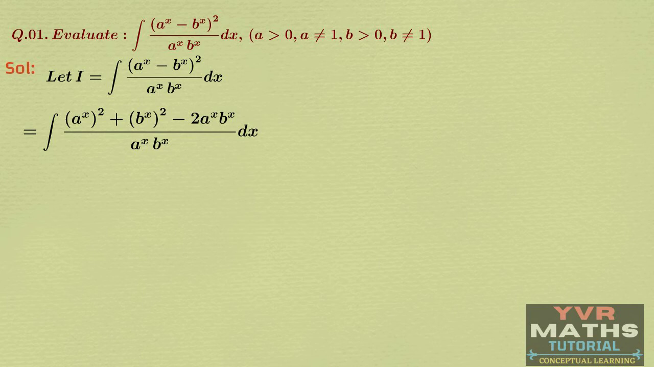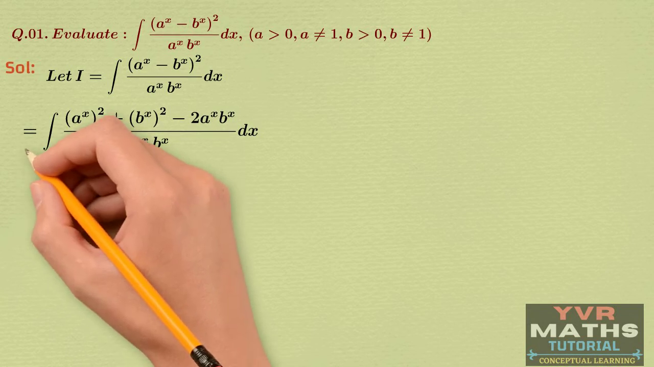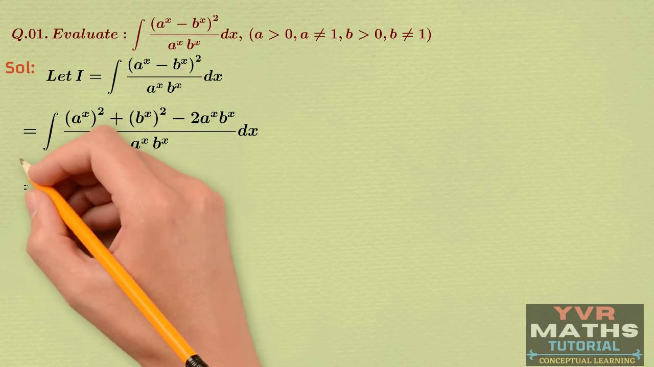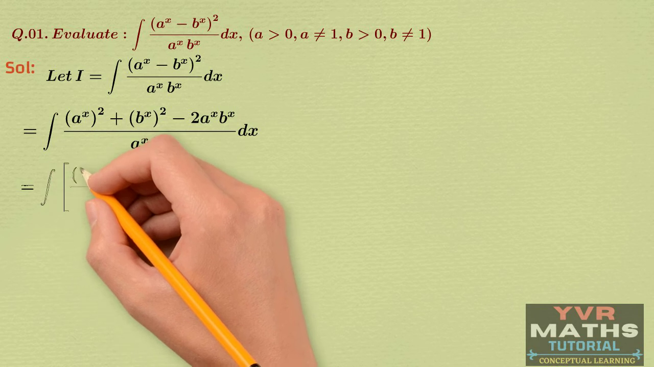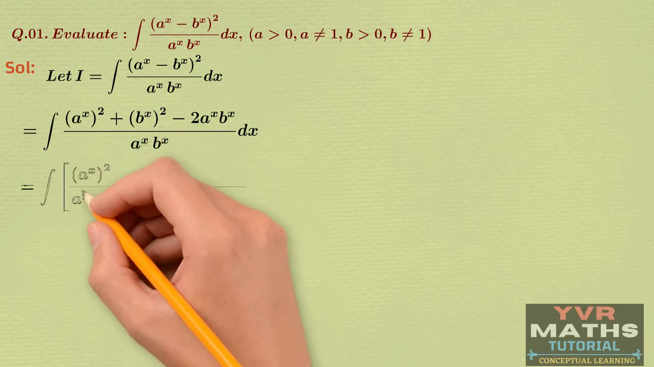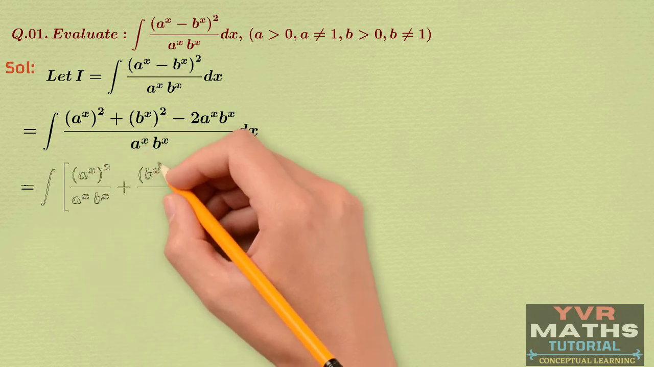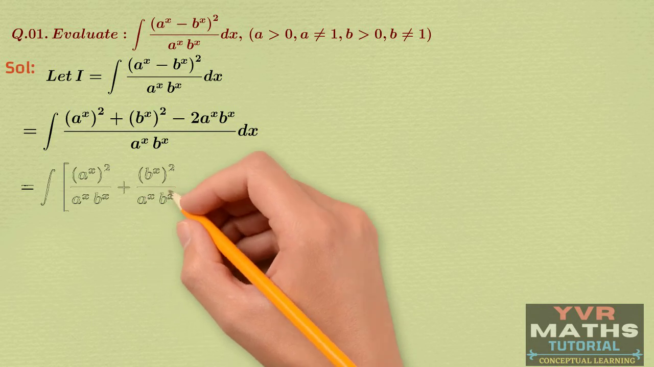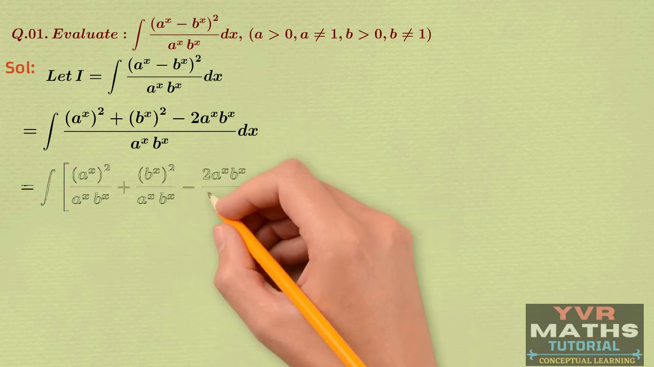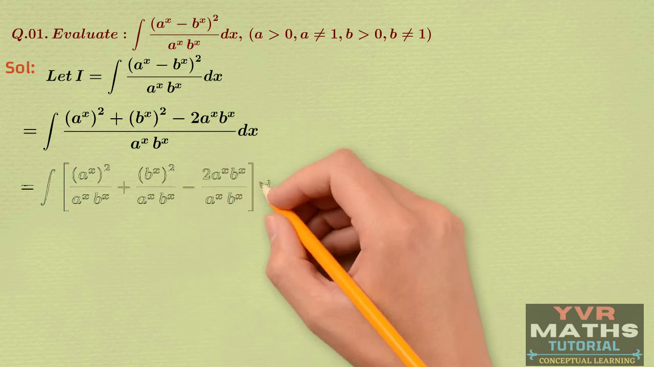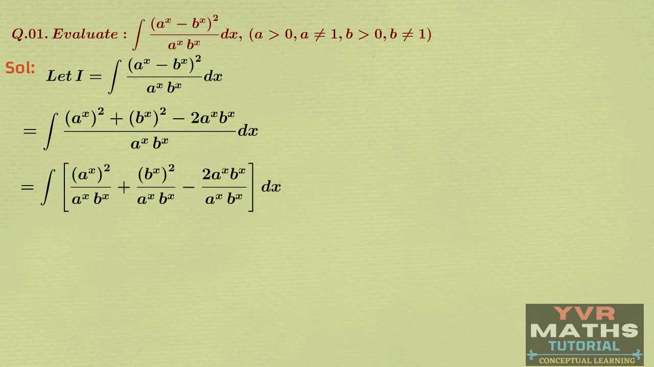Now, dividing each term of the numerator with the denominator, then what we will get? See here, integral a power x whole square by a power x into b power x plus b power x whole square by a power x into b power x minus 2 a power x into b power x by a power x into b power x dx.